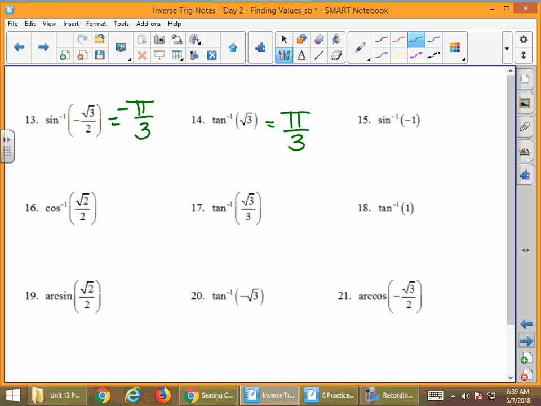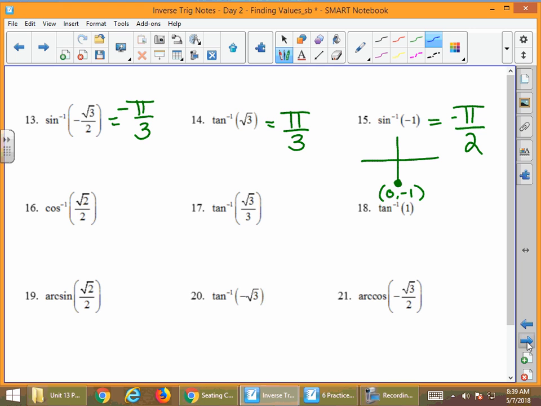Number 15. What angle of sine has a value of negative 1? Those are the quadrantals, and you may need to go back and remember that. But if you think about this value here, this value is 0, negative 1, and we need a y value. So where is that? That's at negative pi over 2. Notice, we're not saying 3 pi over 2. That's going back to the value of the range here. Where are we looking?